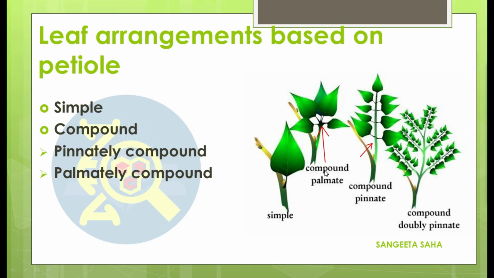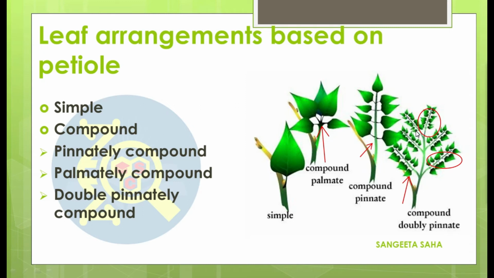The next one that we get to see is the double pinnate compound, that is here, where it will have feather-like leaflets, but if these feather-like leaflets themselves are divided into small feather-like leaflets like this, you can see smaller feather-like leaflets present here, that is called doubly pinnate.